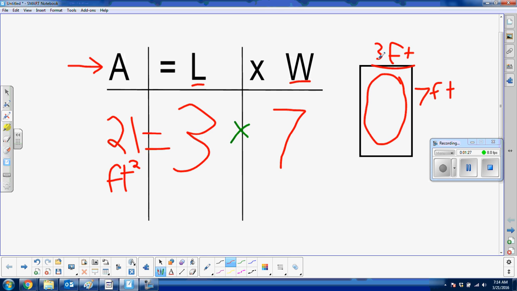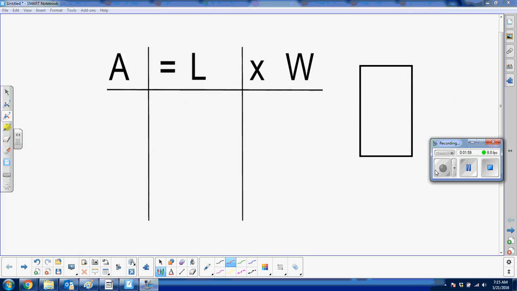squared, because if I took this and I broke it into sections 1, 2, 3, and then I broke this into 7, 1, 2, 3, 4, 5, 6, 7, just pretend those are the same, okay? We would have 21 squares in there. That's why we have 21 feet squared. Alright, so that's kind of the basic stuff we learned about last week. Let's go ahead and go a little bit more in detail.